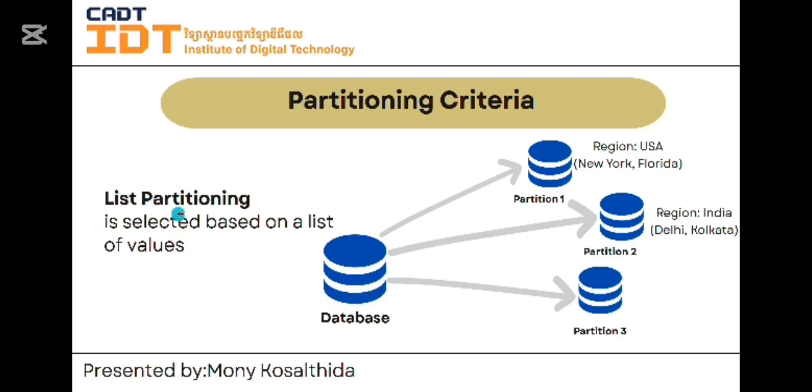The second is list partitioning. It is divided based on a predefined list of values. Each partition contains rows that match a specific value. For example, a customer table is partitioned by country, where one partition stores USA and another stores India.